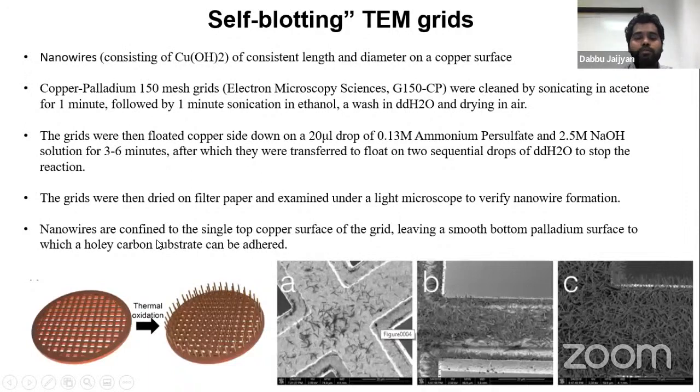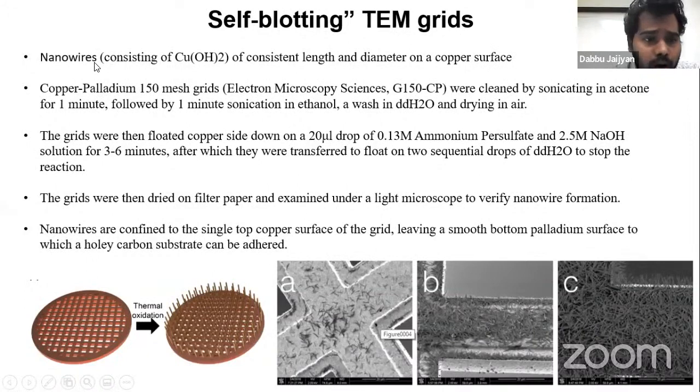So now let's come to the self-blotting grids. In this method, the authors have used this self-blotting grid, which is like a normal grid. And in this normal grid, we will have several wires called nanowires, which are formed of cuprous hydroxide, which are of consistent length as well as diameter on the copper surface.